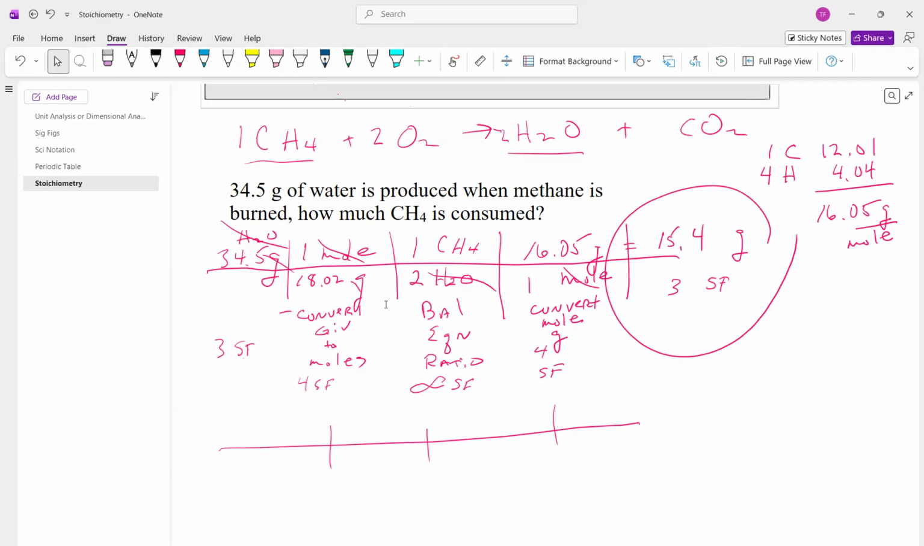Well, the first step is to convert to moles. So if you're starting with grams, then you use molar mass. But what if you're starting with liters of gas? You don't use molar mass, you use the 22.4 liters per mole, because that's gas.